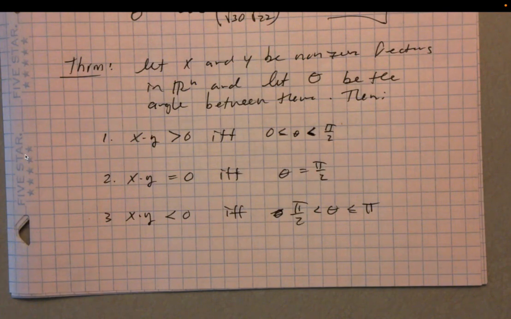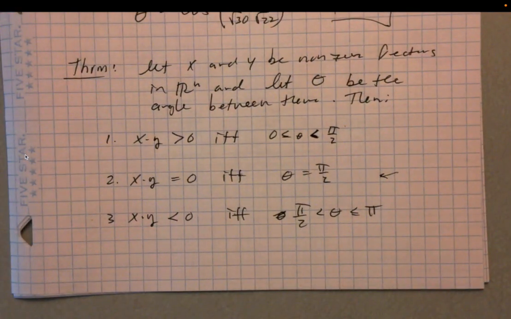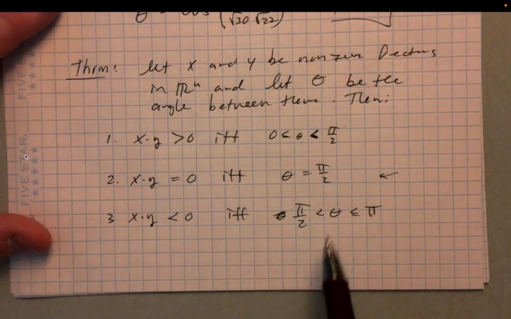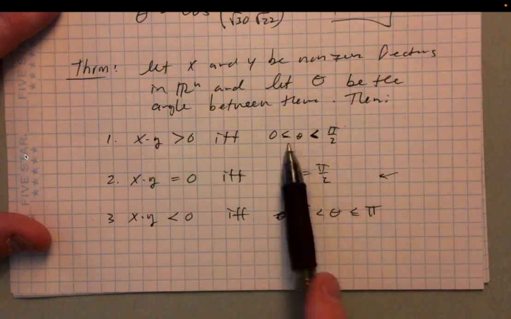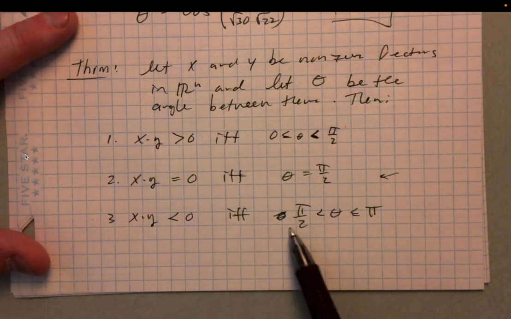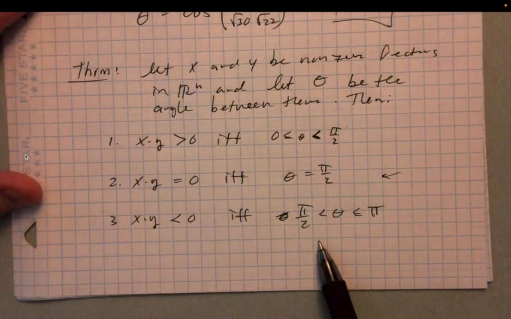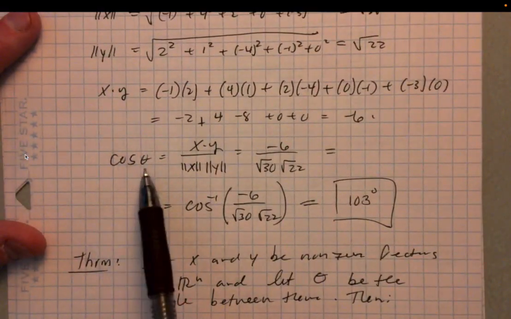And so what is this saying? Well, starting with the middle thing in particular, the dot product is equal to 0 if and only if theta, the angle between the two vectors x and y, is pi over 2. Okay? And it's saying that the dot product is positive if theta is an acute angle, and the dot product is negative if theta is an obtuse angle.